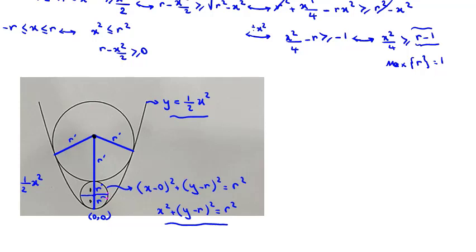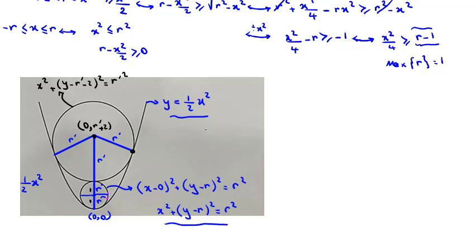Okay, so now let's consider. Now here we say it is 1, it is r prime, so the x coordinate is 0, and the y coordinate is r prime plus 2. So if I want to write the equation of this circle, it will be x minus 0 squared plus y minus r prime minus 2 squared equal to r prime squared.